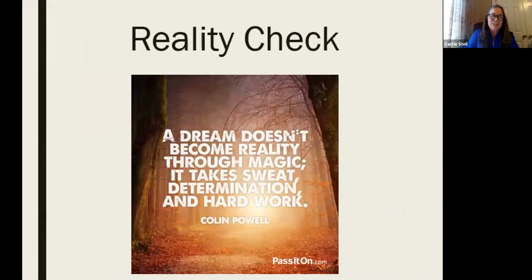Let's pause for a reality check. And a quote from Colin Powell: "A dream doesn't become reality through magic. It takes sweat, determination, and hard work."